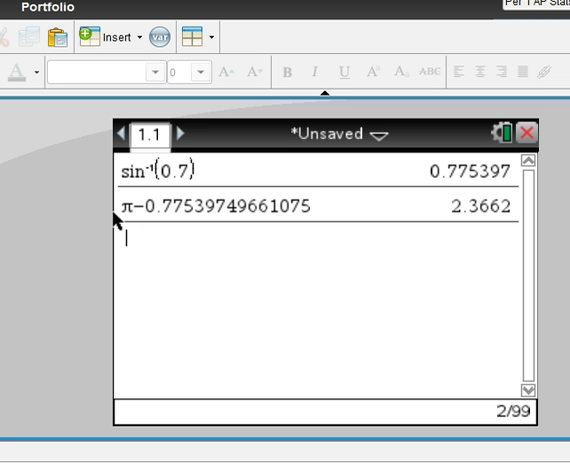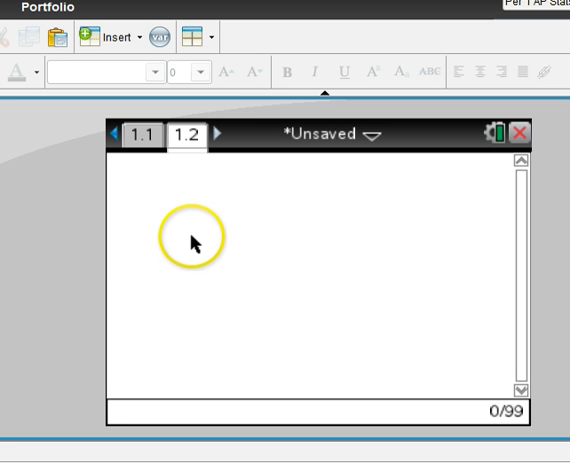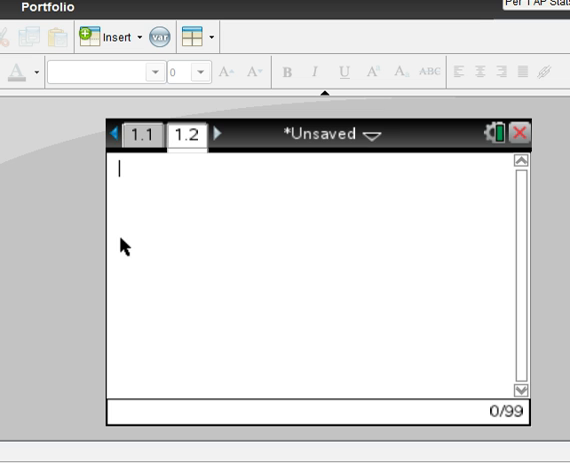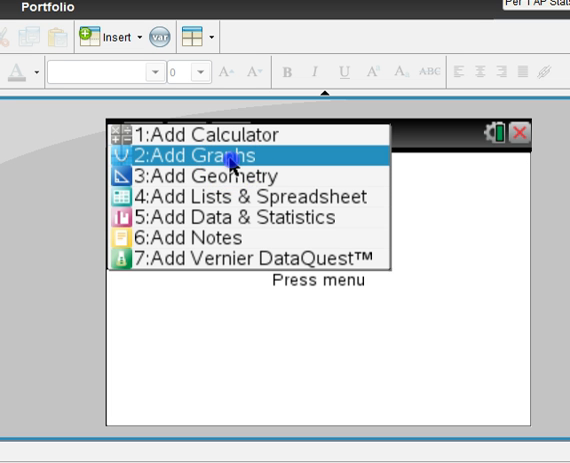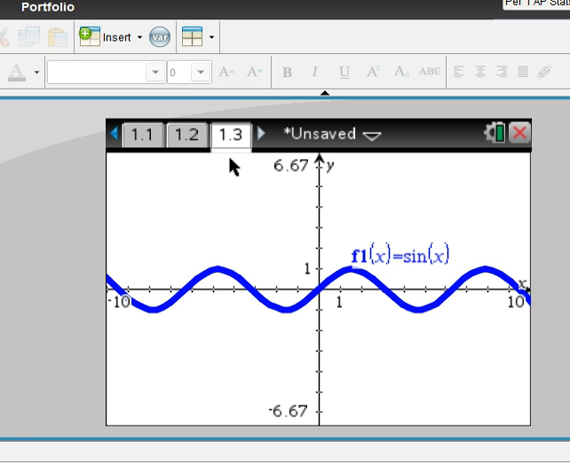Let's graph a sine function. I opened up a calculator page, silly me, I need to open a graphs page and type in y equals sine of x, and here's my sine graph. I'm not going to worry about window settings right now. I just want to check and see if 0.775 and pi minus 0.775 both give me the same trig value.